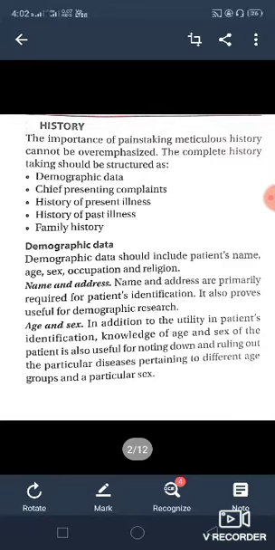It also proves useful for demographic research. Then we should note the age and sex of the patient. In addition to the utility in patient's identification, knowledge of age and sex of the patient is also useful for noting down and ruling out the particular diseases pertaining to different age groups and a particular sex.